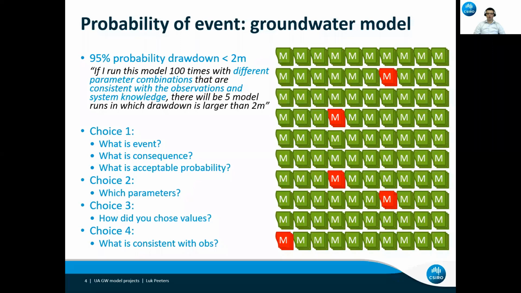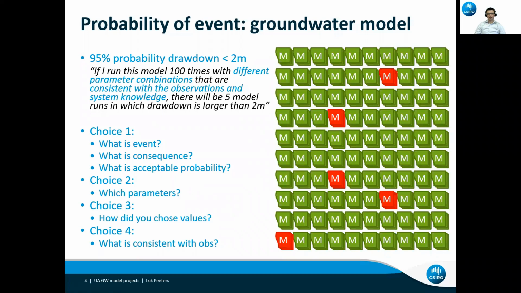And that is something that needs to be very carefully defined, not just by the modeler, but by the entire modeling team and the stakeholders: what is the event that we're trying to model, what is the consequence of that event occurring, and what is a probability that is deemed acceptable in our decision making. Now, that is the kind of very high level defining your project.